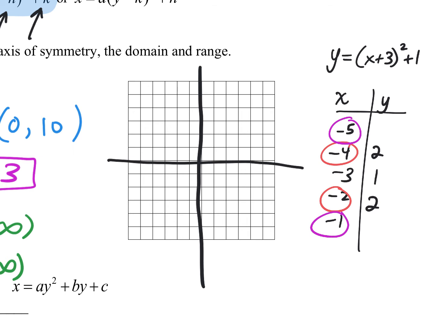If I were to plug in -1, I would have -1 plus 3, which is 2. 2 squared is 4. 4 plus 1 is 5. So those 5 points will be the 5 points I plot for my graph.